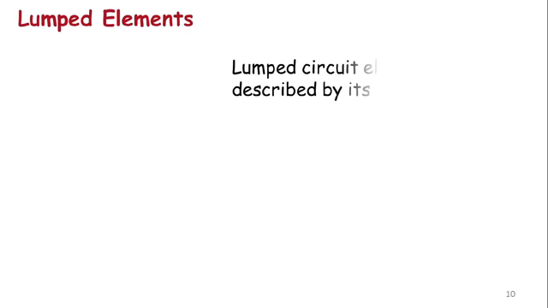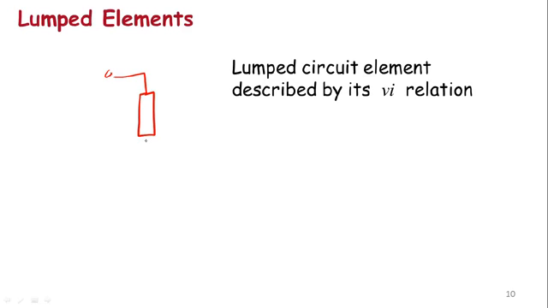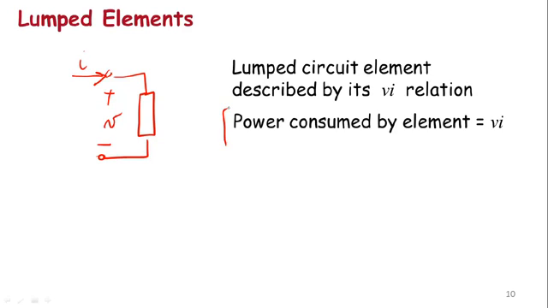Let's very quickly summarize what we've seen so far. We've built lumped elements, and lumped elements are characterized by their VI relation. So for example, I could have a lumped element that looks like this, and I can define a voltage across the lumped element, and I can define a current through the lumped element. And in this case, when I define the voltage and the current going in through the positive terminal of the element, the power consumed by the element is given by VI.